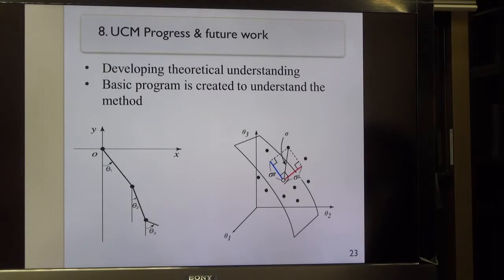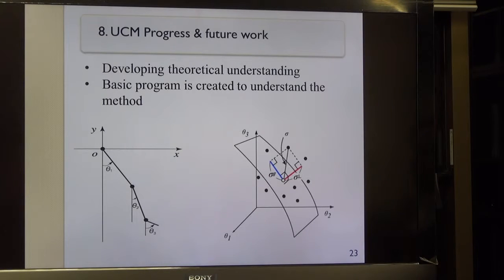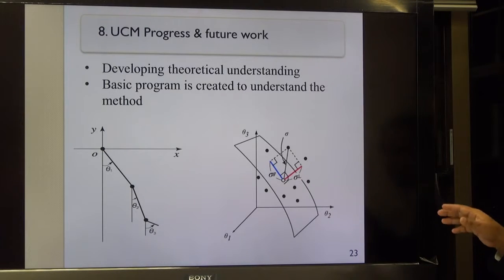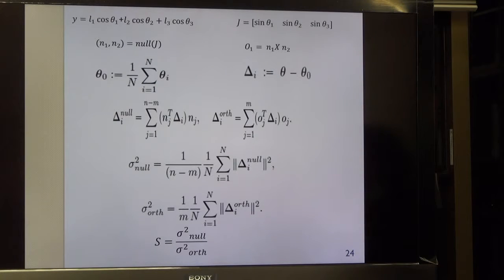The second approach is the UCM approach, that is, the uncontrolled manifold approach. In this area I have just progressed with the theoretical understanding and creating some basic program. The theoretical understanding is like this: this is the plane of the motion corresponding to the degrees of freedom. Some degrees of freedom contribute to the motion and some don't. Those components which don't contribute are uncontrolled parameters, so they are perpendicular to the surface, and those which contribute are parallel to the surface. So we distribute it into two components, and then we do some mathematical processing to define it.